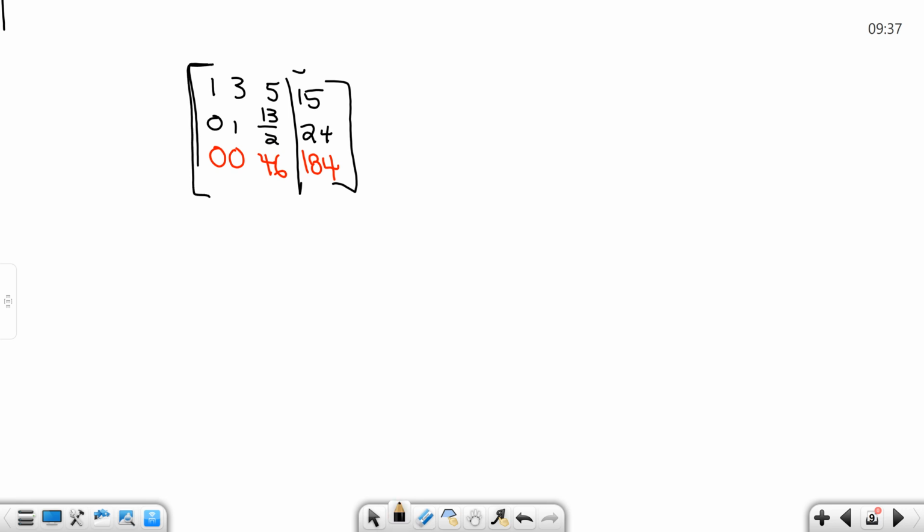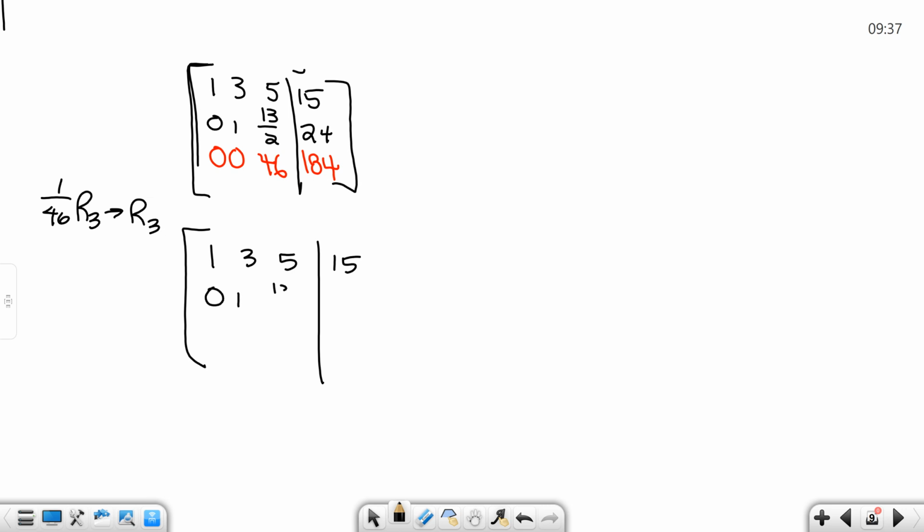Okay, so these problems take a long time, as you see. So when I get to this one, it is not in row echelon form, and it's not because of that 46. So what I'm going to do at this point is go to the third column, and I'm going to say 1/46 row 3 gives me a new row 3. Row 1 stays the same. Row 2 stays the same. And row 3 is 0, 0, 1.